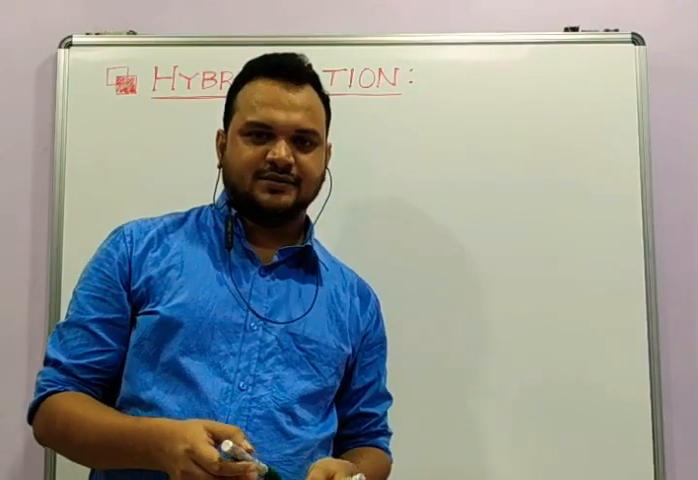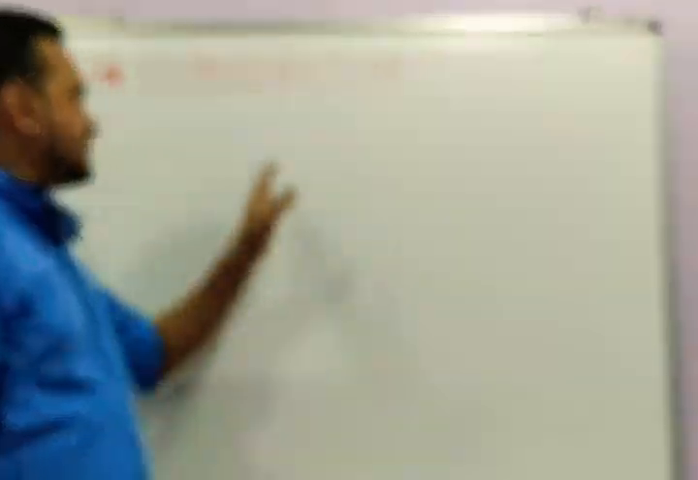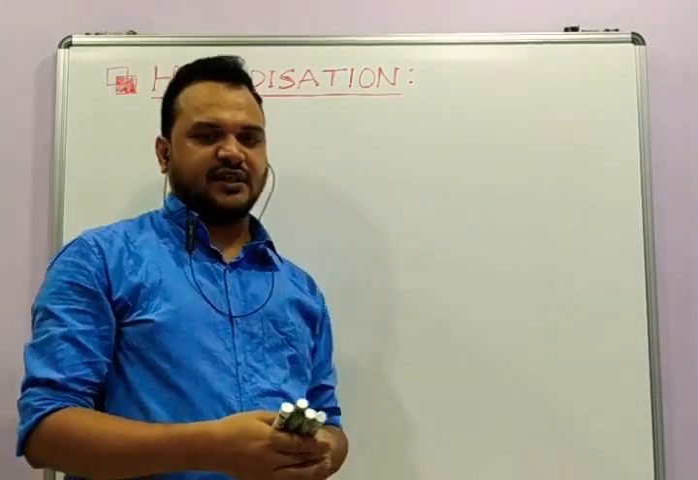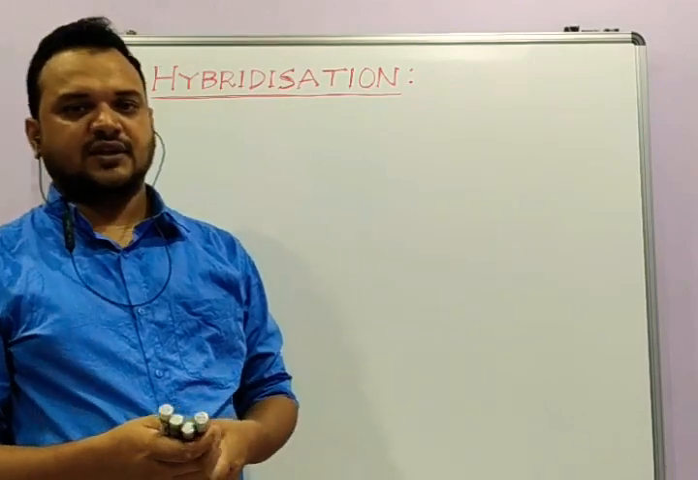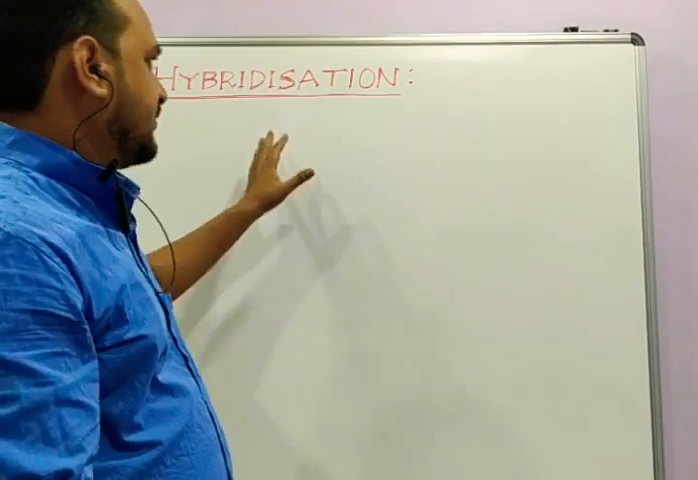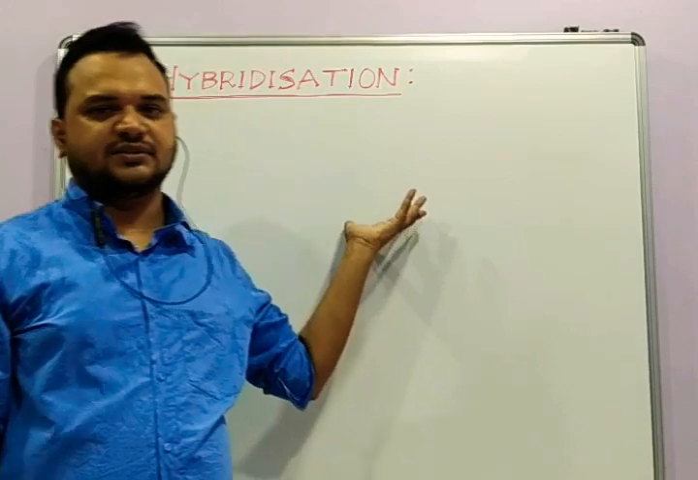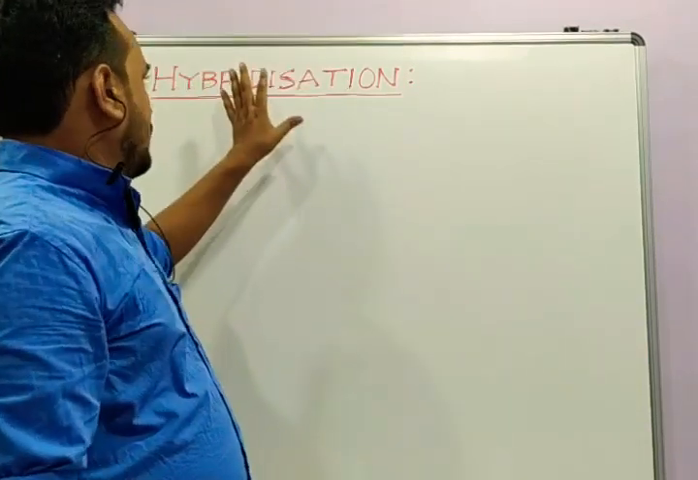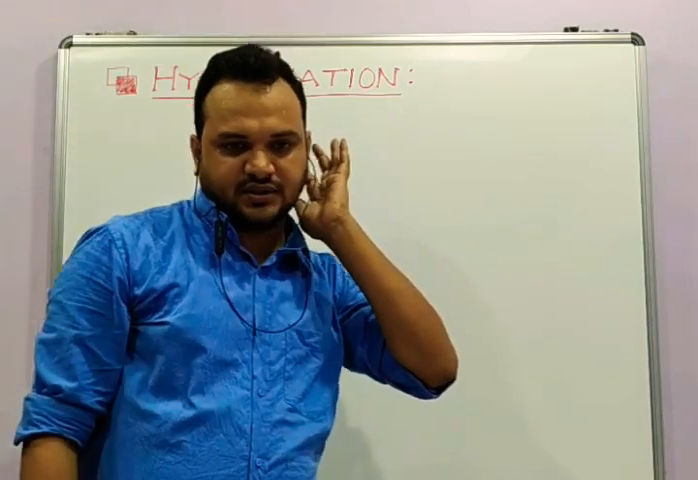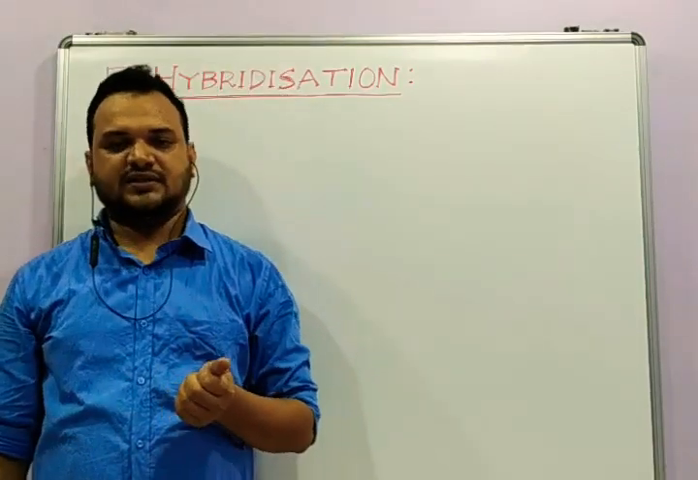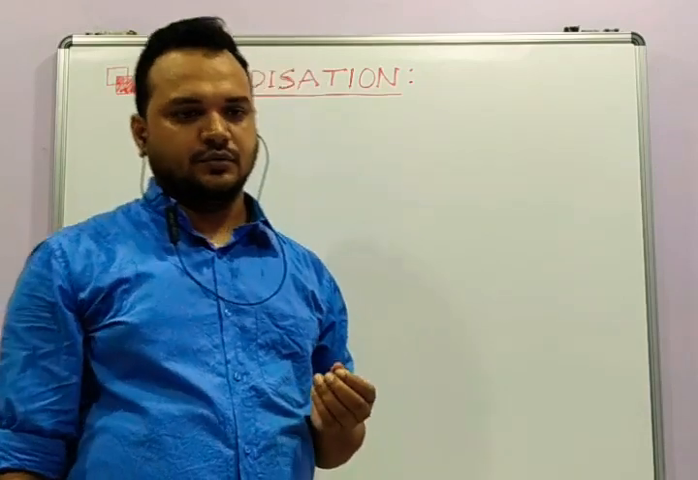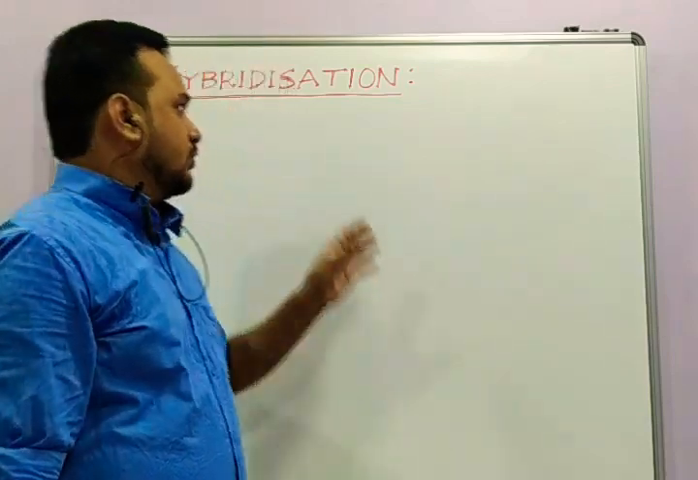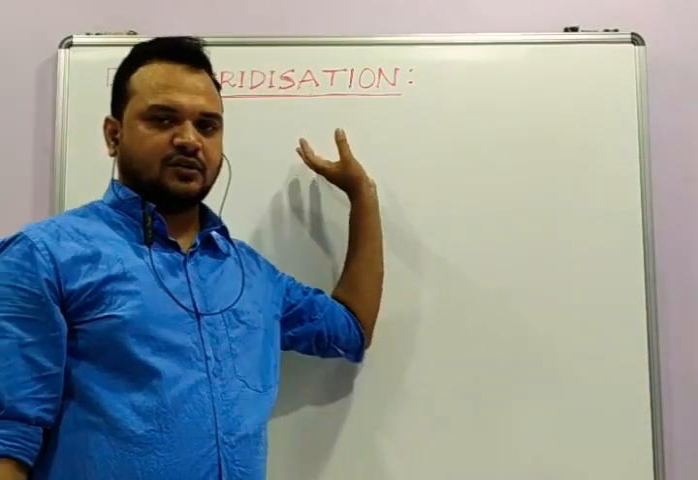Hello everyone. Today we are going to discuss a topic called hybridization under the chapter chemical bonding for class 11 students. And as far as your competitive exams like JEE and NEET are concerned, this is in your syllabus. This hybridization theory is very important to understand the geometry of molecules, shape, bond angle, their deviation, etc. So this is a purely theoretical concept.